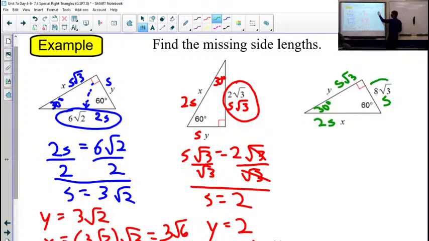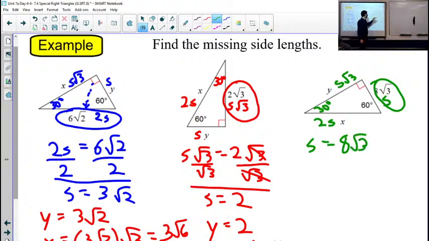Which side am I given? This one. I'm given this as 8 square root of 3. So I'm going to take what the pattern says, which is S, and then I'm going to set it equal to 8 square root of 3. And then I'm going to solve that equation. Well, already done. I'm so good at solving equations that are already solved. All right. Now that we've solved it, let's plug in for the rest of our pieces.